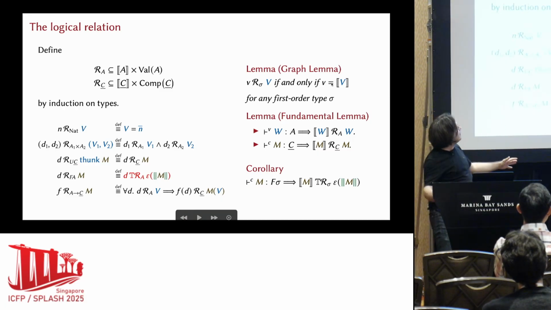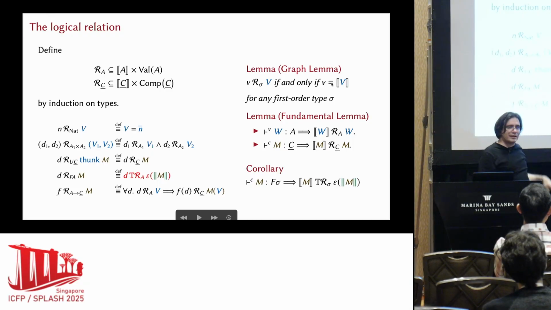Proof, logical relation. This is a very simple proof. This is the entire logical relation. There's nothing hiding here, nothing hidden under the sun.